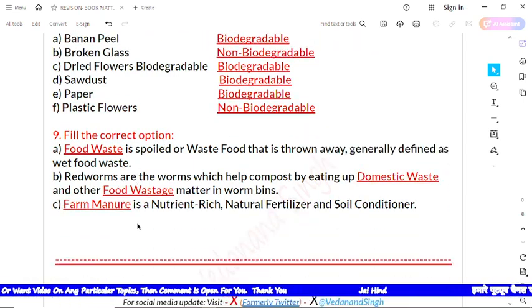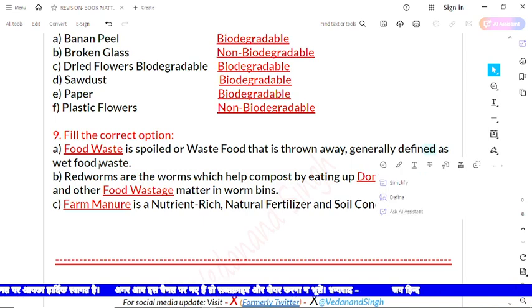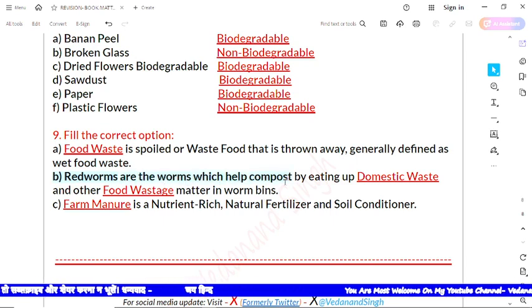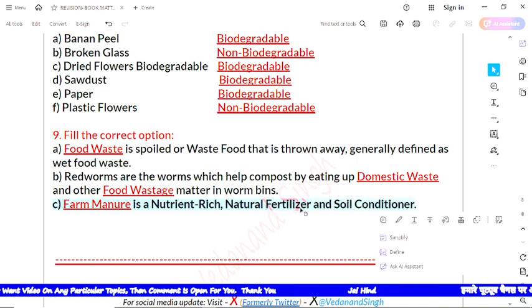The next is fill in the correct option. We have to fill in the correct option: food waste is spoiled or waste food that is thrown away, generally defined as wet food waste. Then the second is red worm, or worms which help the compost by eating up the domestic waste and other food wastes in the worm bins. Then the next and last, farm manure is a nutrient-rich natural fertilizer and soil conditioner.